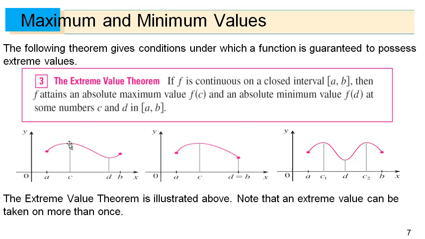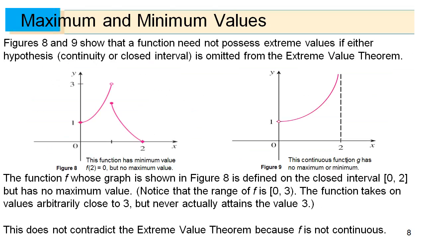We can see that here's our absolute max, here's our absolute min, here's our absolute max, here's our absolute min that happens to be an endpoint, right? Here's an absolute max, this looks like that might be the same, right? And here's an absolute min. Here are some examples where it doesn't seem to work.